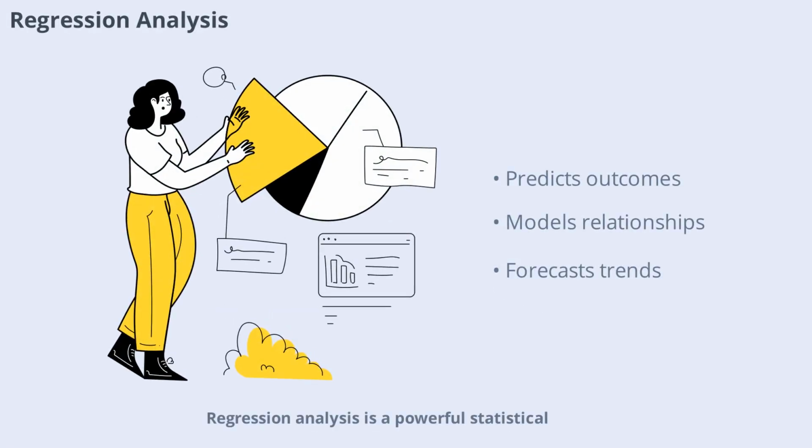Regression analysis is a powerful statistical tool for modeling relationships between variables. In data science, regression helps us predict outcomes and understand how different factors influence results. Linear regression, logistic regression, and other techniques are widely used in predictive modeling and forecasting.